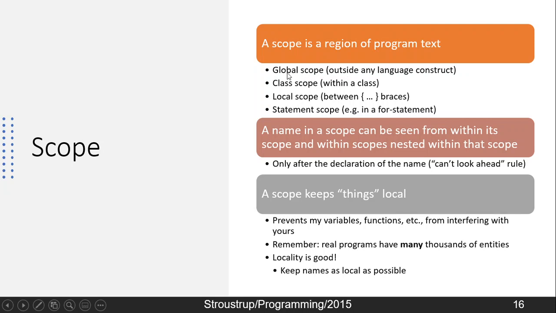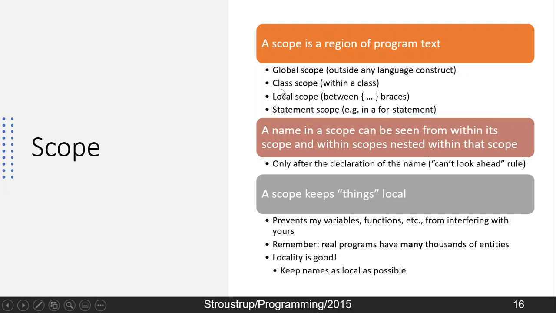If you declare a variable outside any language construct, and when we say language construct, you can think of it like outside any pair of curly braces. If you declare a variable outside any pair of curly braces or any parenthesis, that is outside any language construct, that variable has a global scope. We'll learn about it through an example, okay? So that variable has global scope. Class scope, we'll learn about it when we talk about classes, okay?